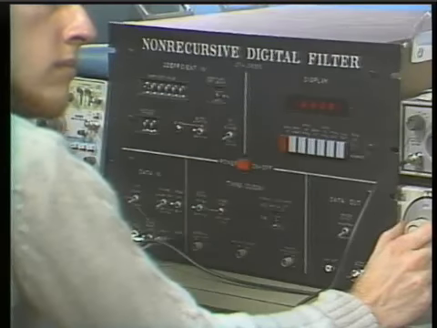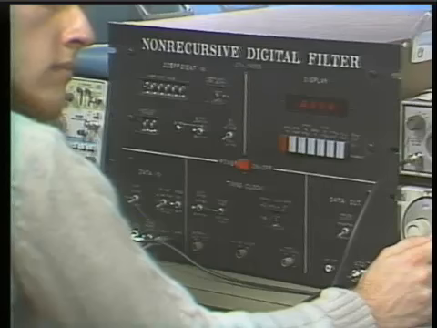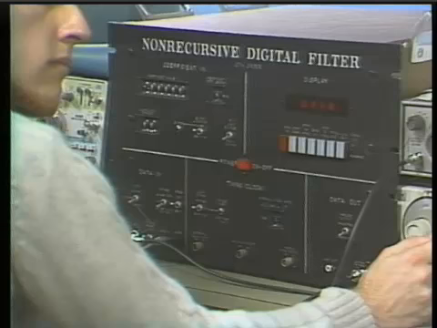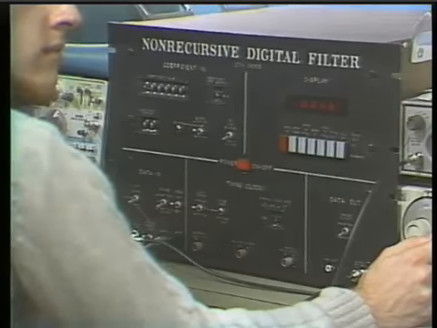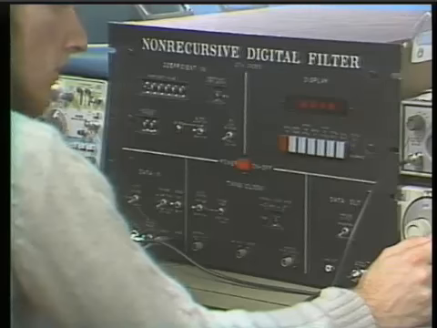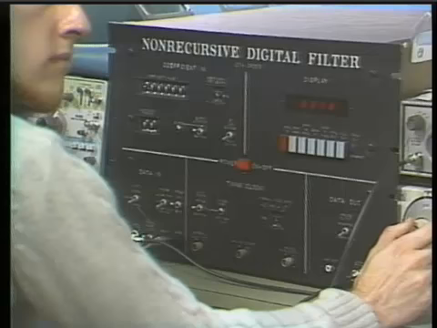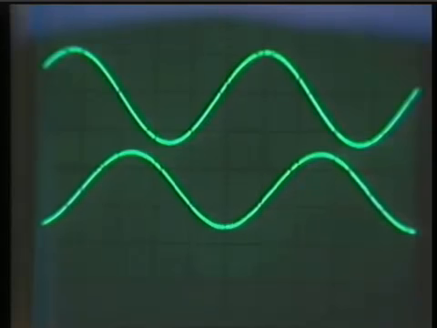Here we demonstrate the effects of sampling and aliasing by using this non-recursive digital filter, where as a digital filter it's simply set up as an identity system, but we take advantage of the fact that it has a sampler for the input and a desampler for the output. To demonstrate the sampling and aliasing effect, we'll use a sinusoidal input, and so on the oscilloscope what we have are two traces. The top trace is the input sinusoid, and the bottom trace is the output sinusoid.